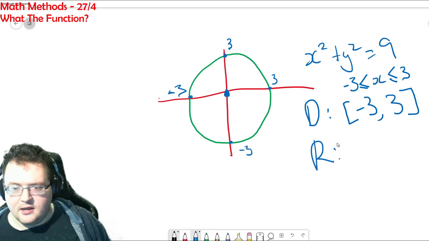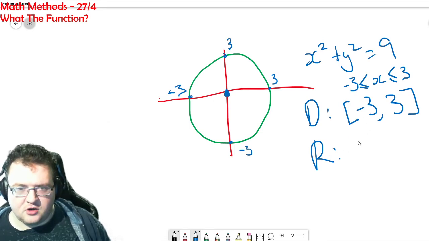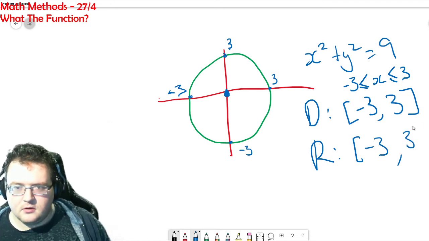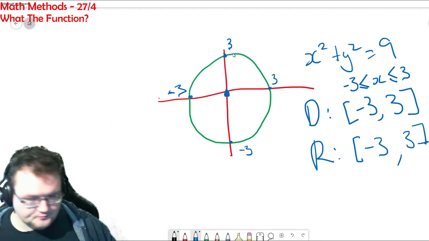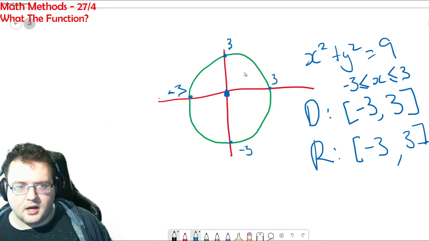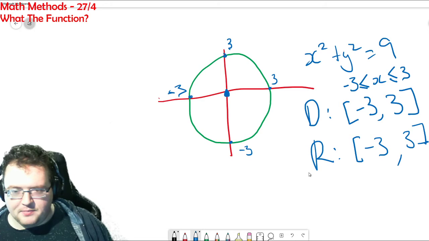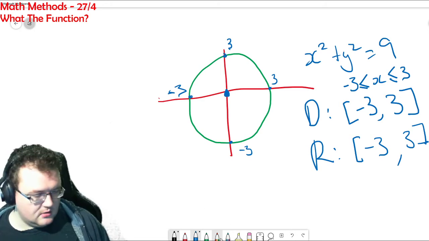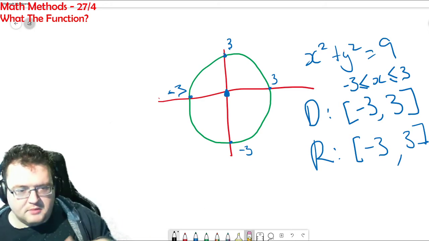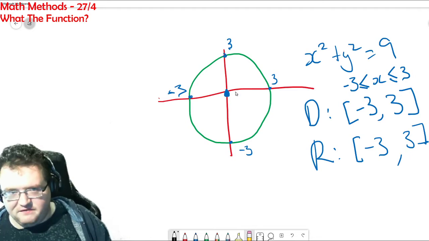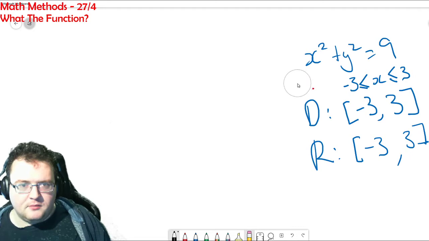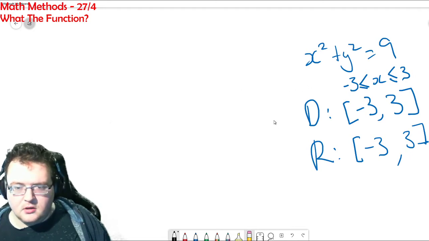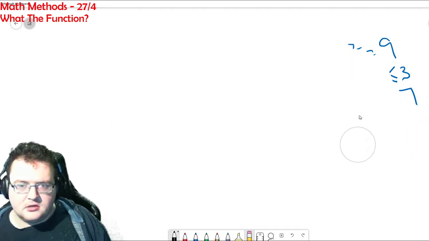All right? And our range, coincidentally, happens to be the same, because we have minus 3 down here and 3 up here. All right? Now, what happens is when we move away from these fixed functions and we move towards bigger things.